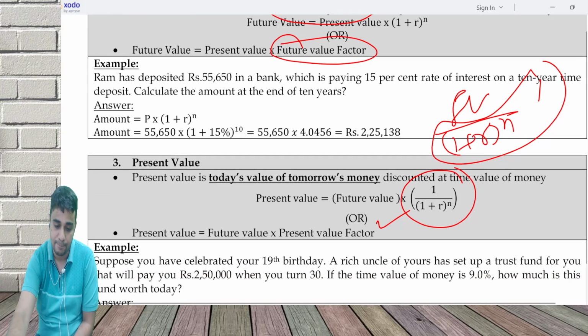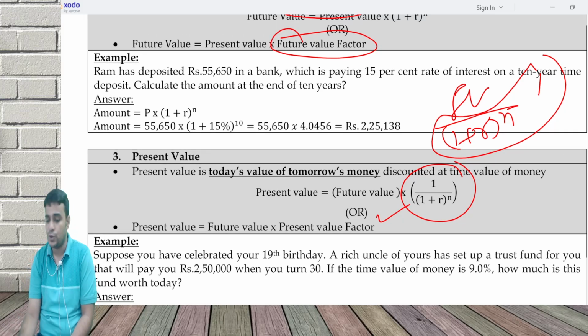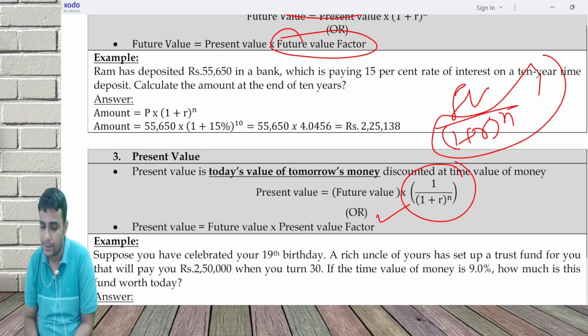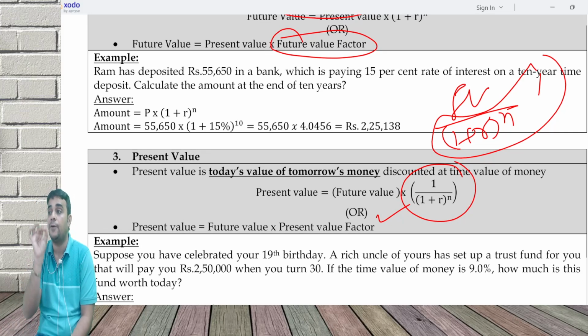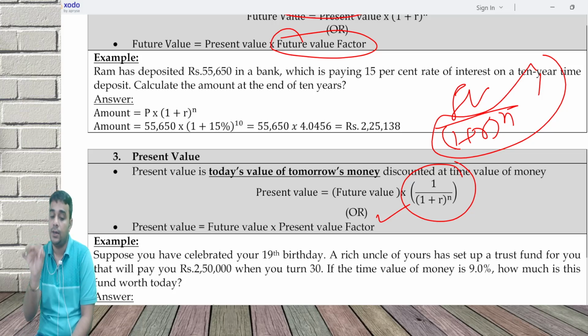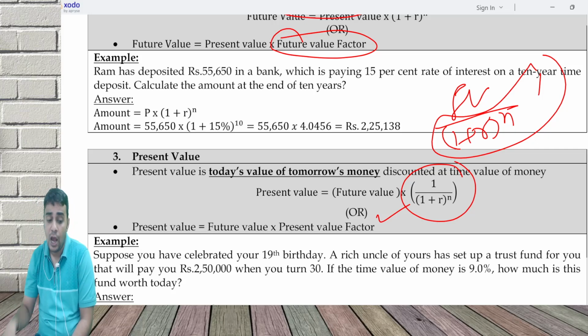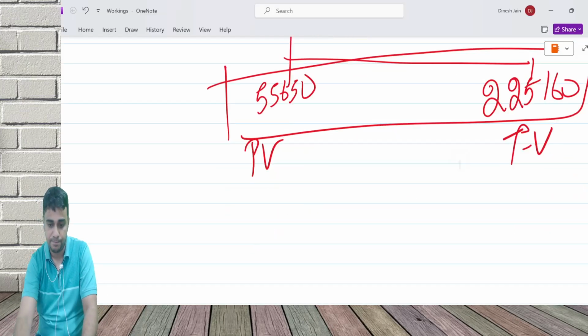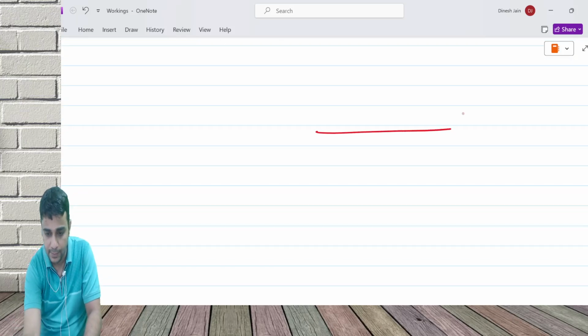Let's take the example. Suppose you have celebrated your 19th birthday. A rich uncle of yours has set up a trust fund that will pay you 2,50,000 when you turn 30. If the time value of money is 9%, how much is the fund worth today? I am required to find out what is the worth today. Let's first put a diagram for this on the side.